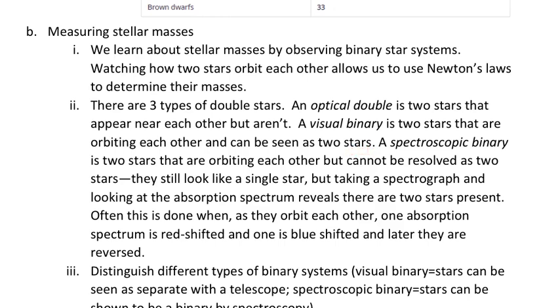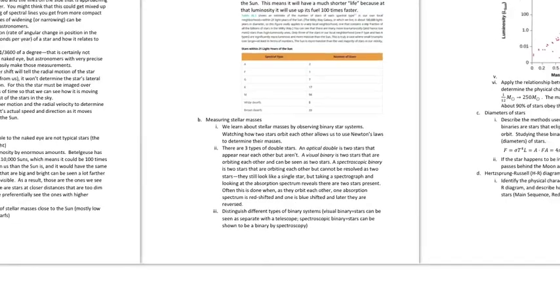So if you look at it through a telescope or maybe with your naked eye, you see two stars near each other, and they're orbiting each other. And so that's called a visual binary. A spectroscopic binary is two stars that are so close together that they look like one star to you, but you can look at their spectrum and watch it and see that they're actually two stars. And so I'll give you a look at that here.